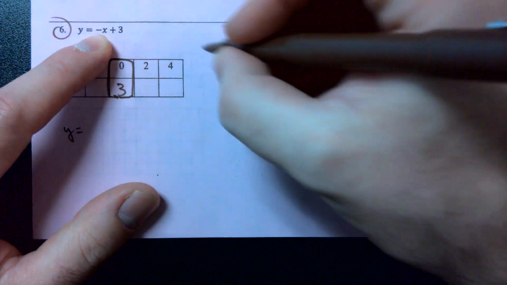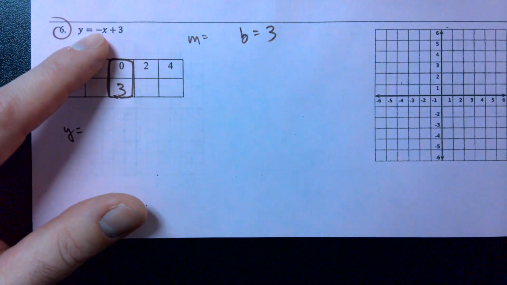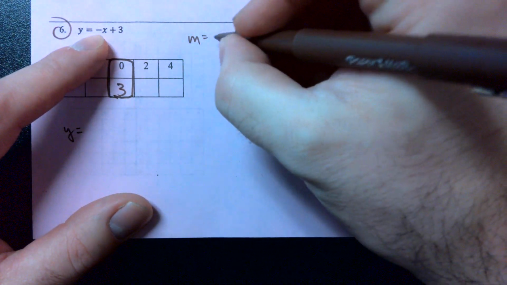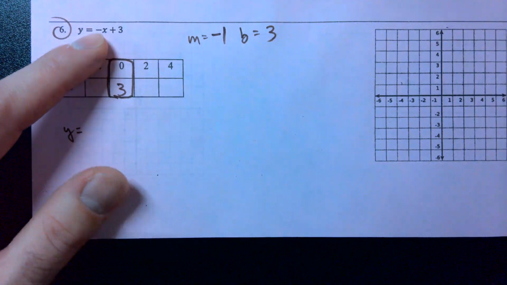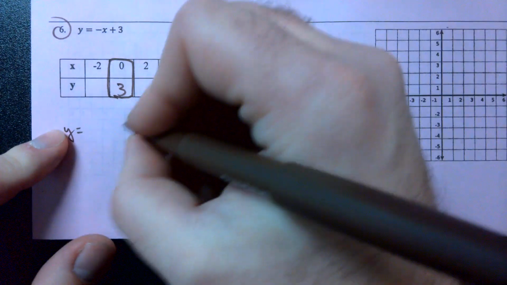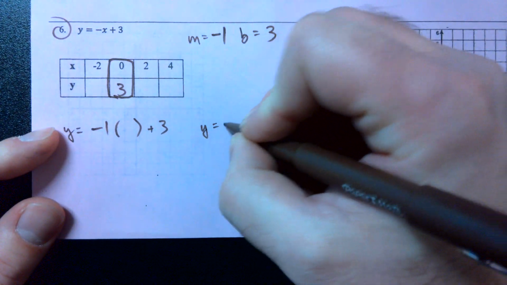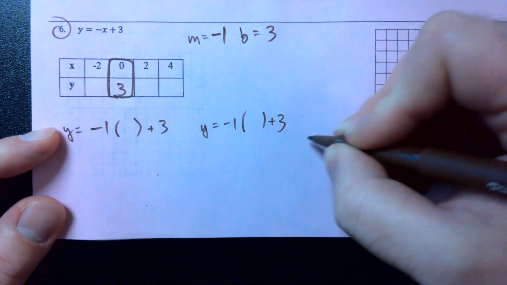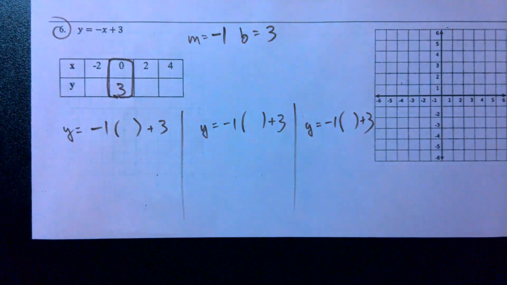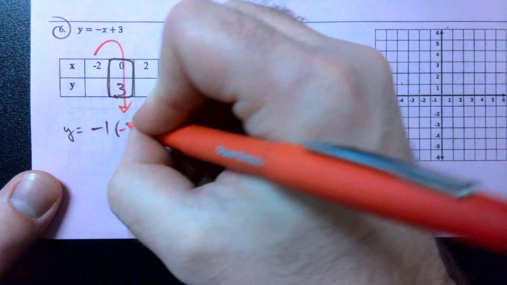Now, what's my slope in front of the x that you see there? Do you see a number? No. No, so what number's really there? 1. Just a 1? Negative 1. Negative 1. So, I'm going to rewrite this as negative 1 times x plus 3, negative 1 times x plus 3, and negative 1 times x plus 3. I'm going to do it 3 times. First number I'm plugging in is negative 2.